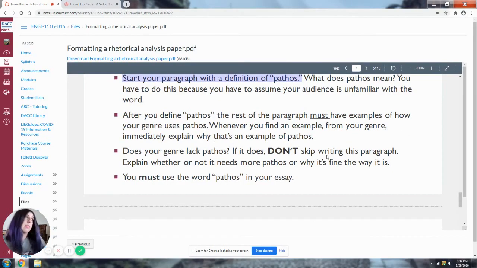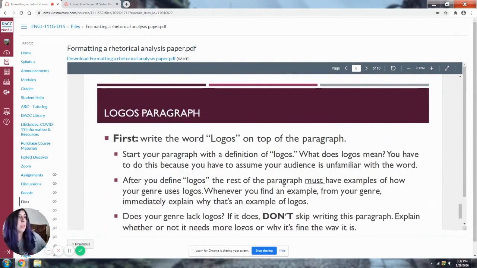Again, does it lack pathos? If so, why? Does that meet the conventions of the genre, or is it okay, or does it need more pathos? Again, make sure you're using the word pathos.